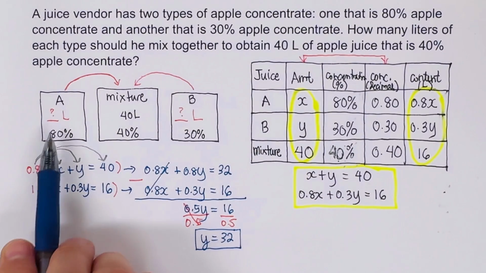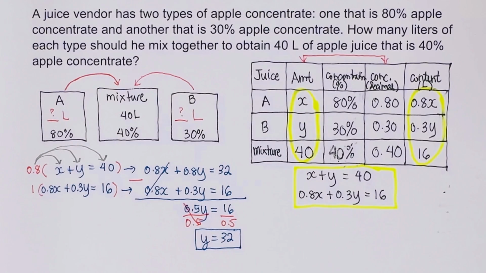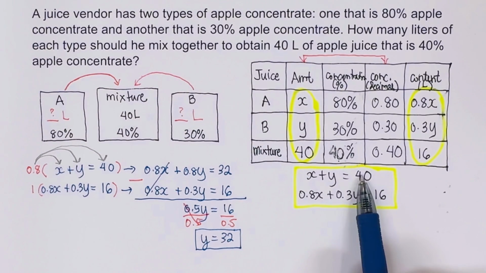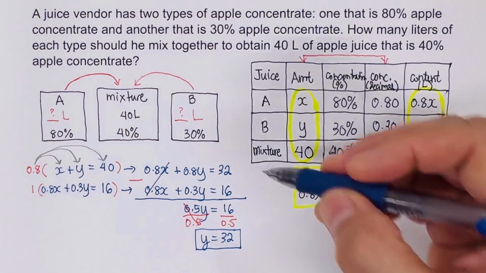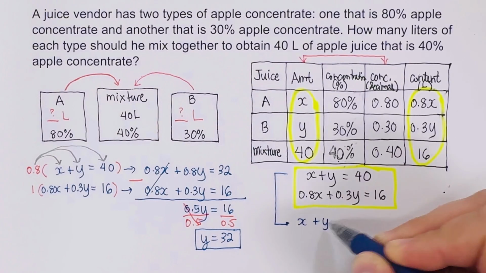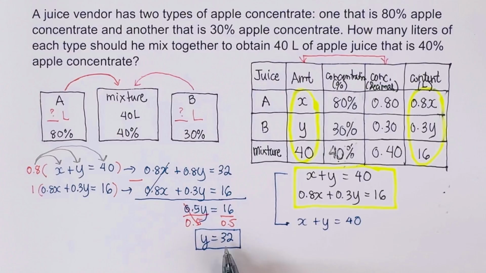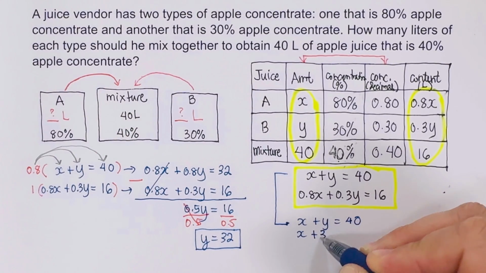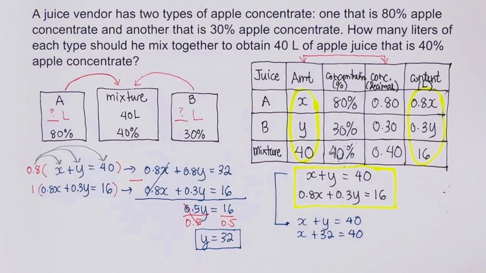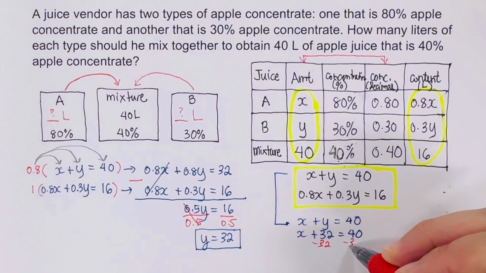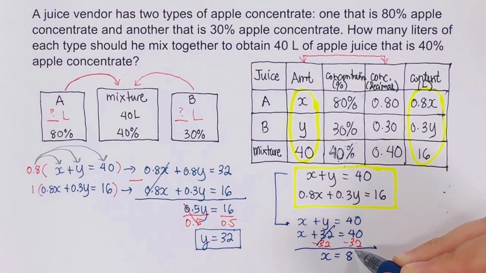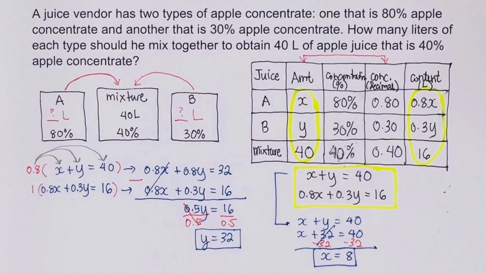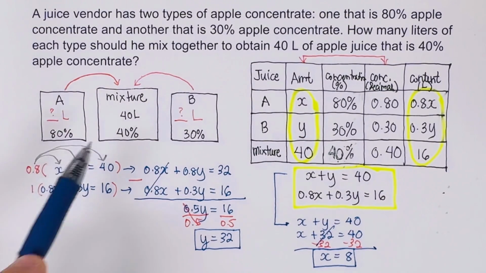Now to solve for the volume of juice A, all we need to do is use one of these equations and solve for x. In this case, we can use the first equation, x plus y equals 40. We already have y, which is 32, so we plug it in: x plus 32 equals 40. We subtract 32 from both sides, and that gives us x equal to 8. This means that the vendor would need 8 liters of juice A to come up with 40 liters of 40% mixture.